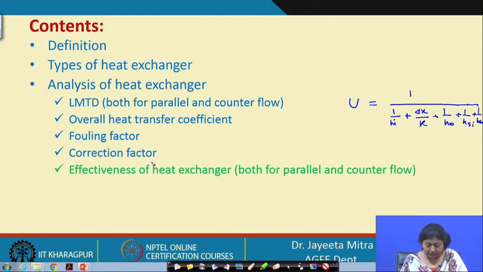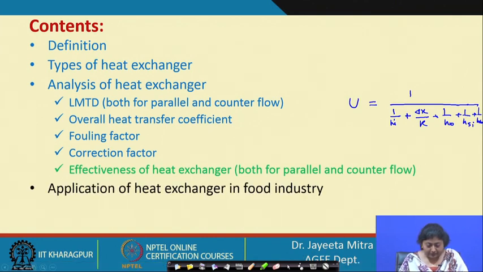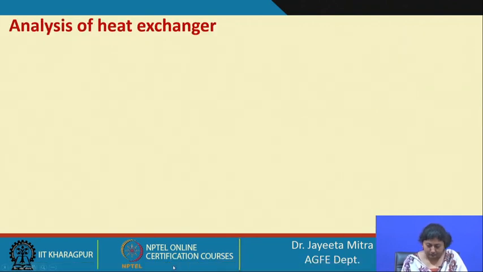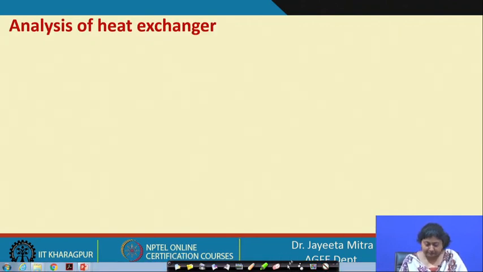Now, today we are going to learn a very important concept in the case of heat exchangers, that is effectiveness. Again we will discuss it for both parallel flow and counter flow. After that, we will discuss the application of heat exchangers in the food industry, that is, what are the various types of heat exchangers that are commonly used, and we will solve a numerical problem.